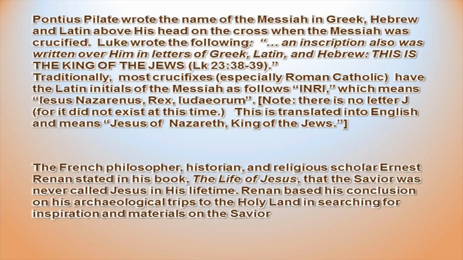Traditionally, most crucifixes, especially Roman Catholic, have the Latin initials of the Messiah as follows: I-N-R-I, which means Jesus Nazarenus Rex Idumean. So King of Idumean or Judean. No, there is no J in Latin, for it did not exist at this time. This is translated into English and means Jesus of Nazareth, King of the Jews.